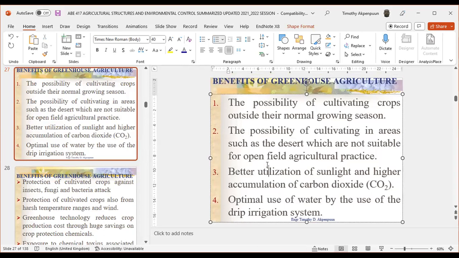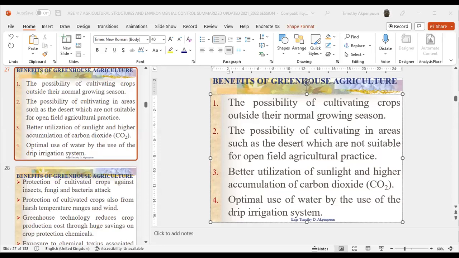The possibility of cultivating crops outside their normal growing season. What does that mean? Since we are going to be cultivating inside the greenhouse, we can easily manipulate the climate conditions inside, giving our crops the essential requirements in terms of relative humidity, temperature, and the likes. So we can regulate that inside the greenhouse. Even in a dry season, we can cultivate with the same climate conditions as the rainfall seasons, as long as we are growing inside the greenhouse.